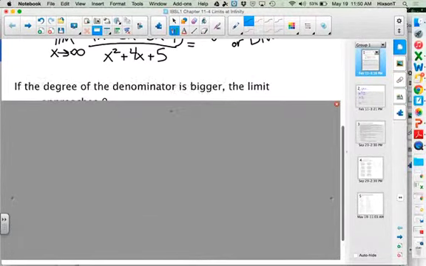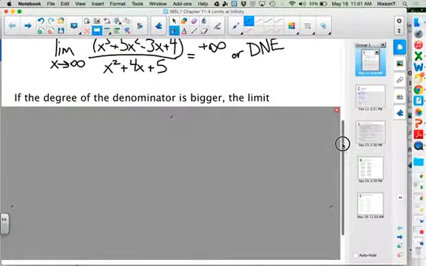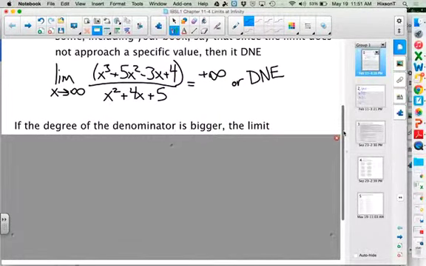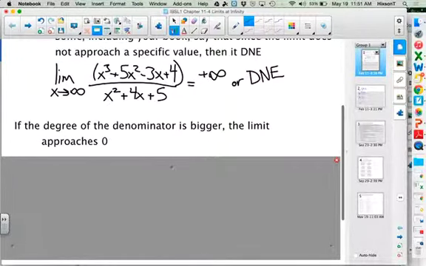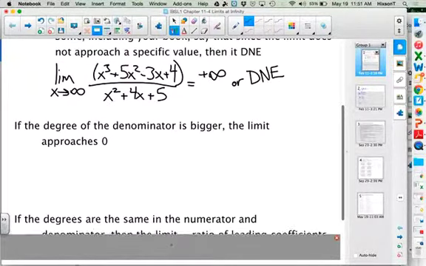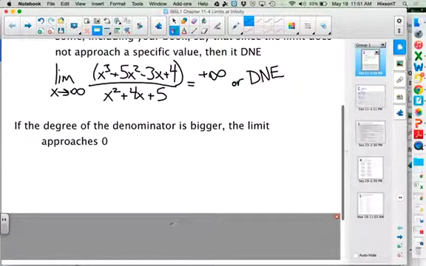Second rule. If the degree of the denominator is bigger, what's going to happen? Negative infinity? No, it would approach 0 but not get to 0. If the degree of the denominator is bigger, the limit's going to approach 0.